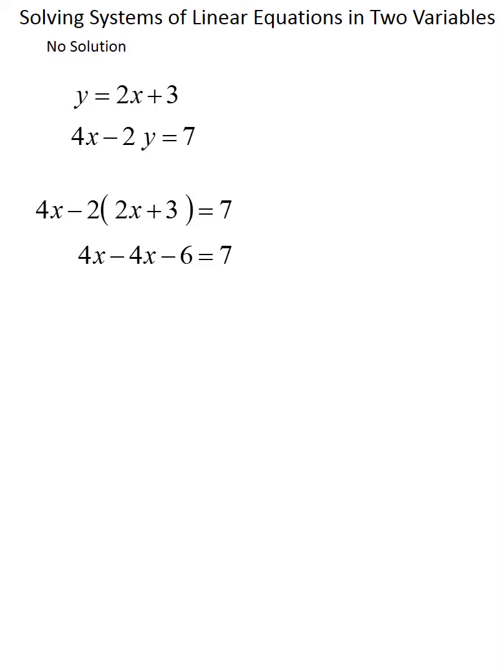Multiplying by -2 through the parentheses, in other words, using the distributive property, leads me to something interesting. It leads me to an equation where the 4x and the minus 4x cancel out. It almost seems as though there isn't a variable left to solve for. And we're left simply with the statement -6 equals 7. Well, we all know that -6 doesn't equal 7.